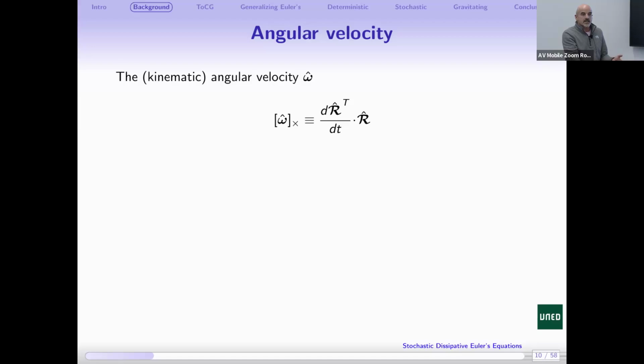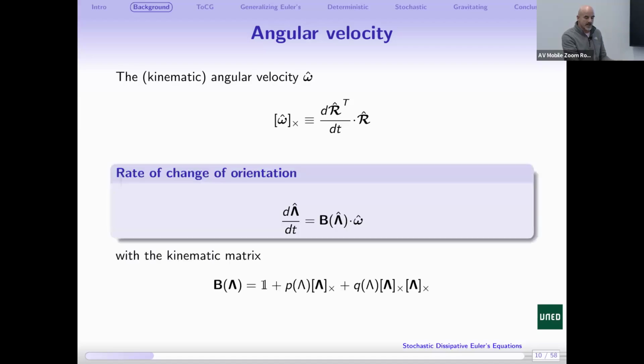The angular velocity somehow tells you the rate of change of the orientation. And in fact, you can show that the time derivative of the orientation is given directly in terms of the angular velocity. And there is a kinematic matrix that depends on the orientation.